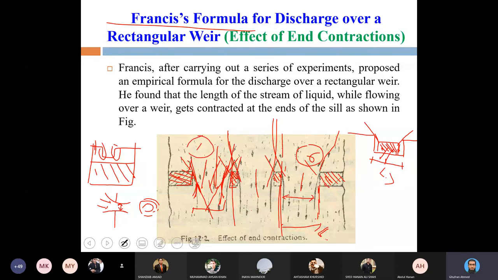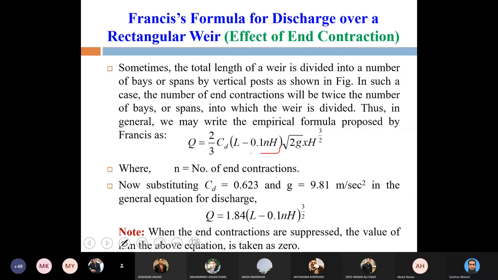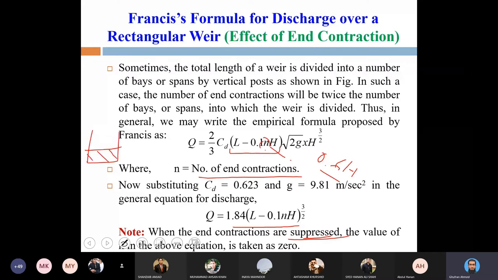Okay, so we can simply transform the formula as L minus 0.1 nh, where n is the number of end contractions. Say 6 in the previous figure, so ultimately it would be 0.6 h. So if we have a constant coefficient CD of 0.623 and g value is also constant, then the discharge formula would simply reduce to 1.8 (L minus 0.1 nh) power 3/2. When the end contraction is suppressed, suppressed means that we remove the end contractions and the weir is like this, the value of n in the above equation is taken as zero. Okay.